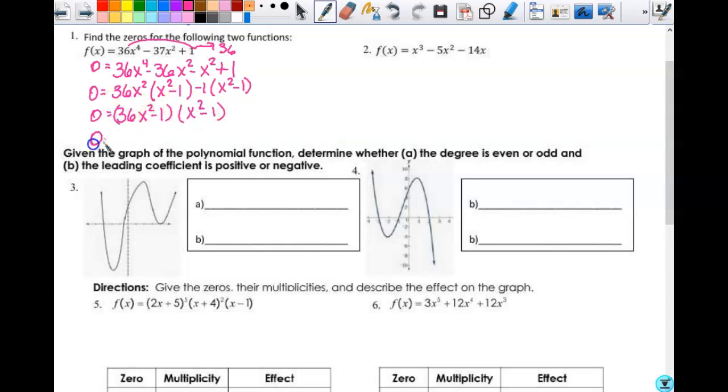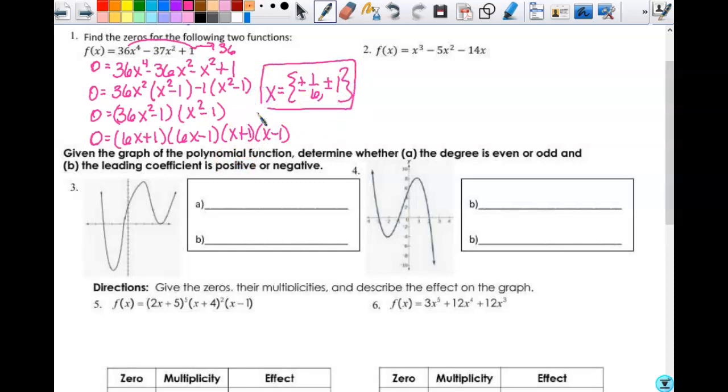So I can keep on factoring. Get 6x plus 1 times 6x minus 1, and x plus 1, x minus 1. So my zeros then will be plus or minus 1/6, and, oh, forgot my 1 there, plus or minus 1. There you go.